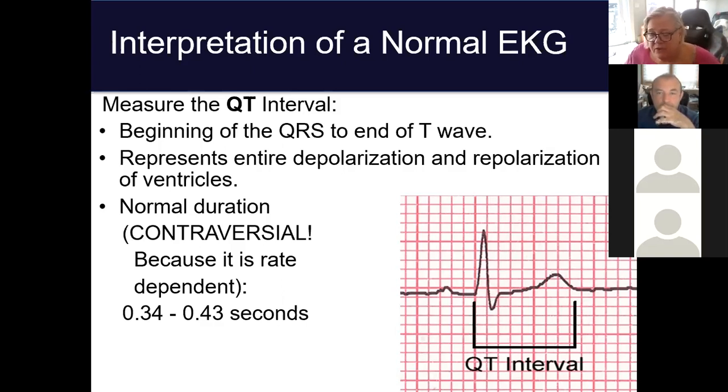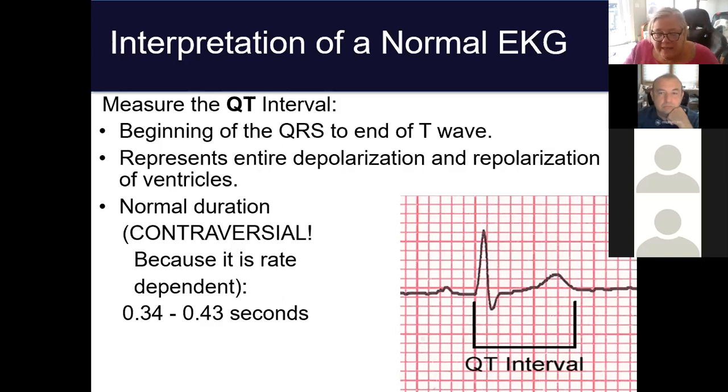So if you have a patient who had a QT interval of, let's say, 0.4, when their heart rate was 80, and you start a medication that has the potential to impact the QT interval, and the next day you come, or 2 days later you come, and their heart rate's still 80, but their QT is now 0.5, that's a problem. That medication is probably impacting their QT interval.